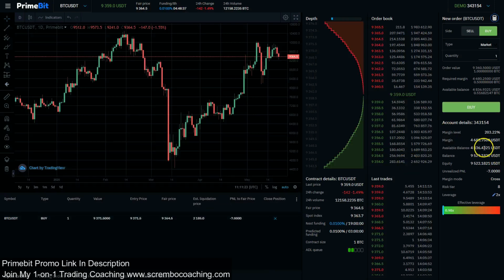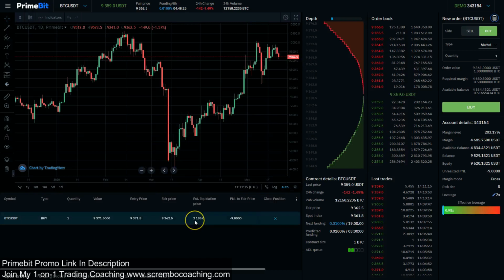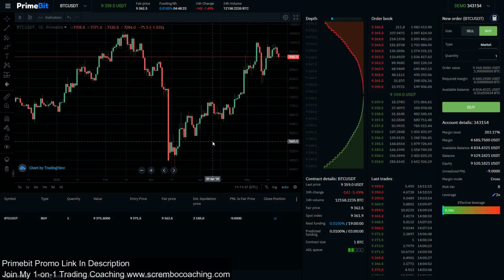Take a look at that, guys. That is explained right here on the account details. Right now, we have a margin of 4,685. If the market is crashing from 9,300 to 2,100 and we don't exit earlier, then the entire margin is going to be taken away from us. 4,685, the amount of money we paid to open up this trade.